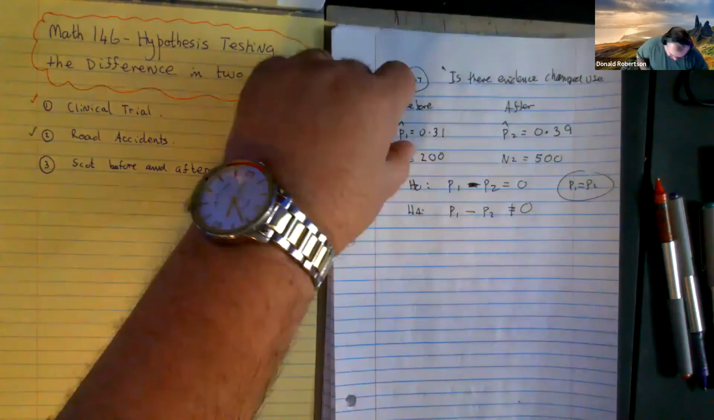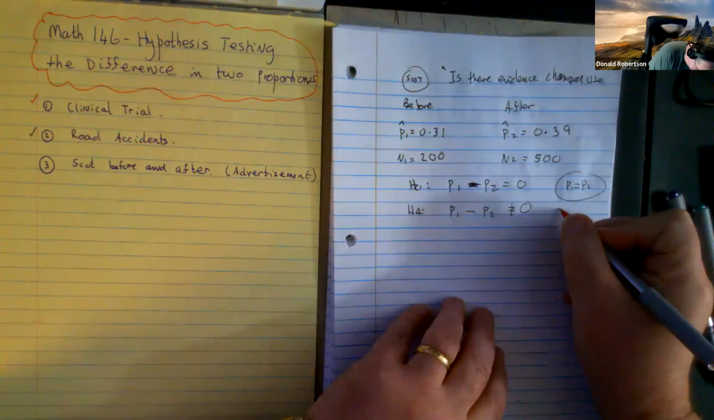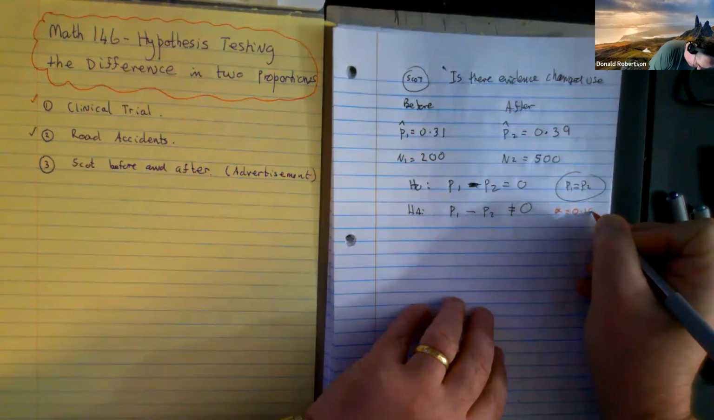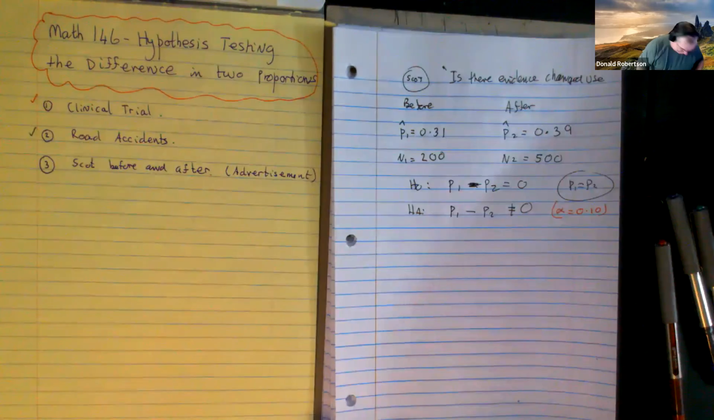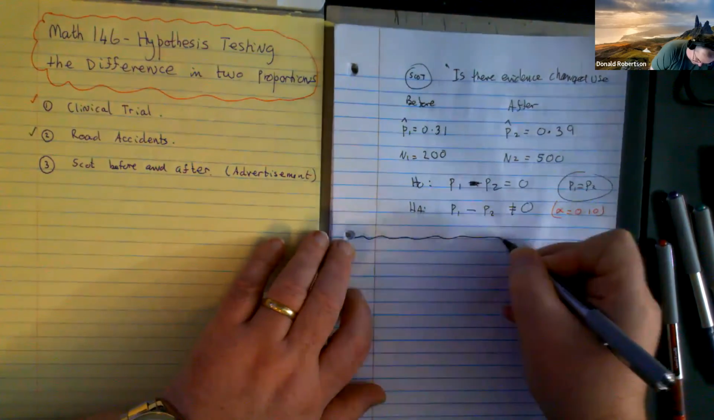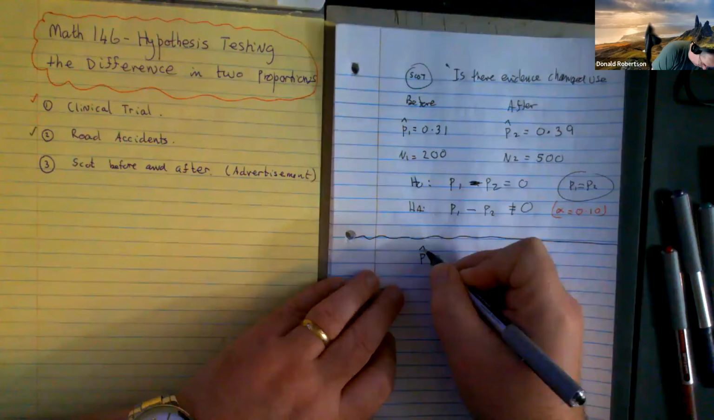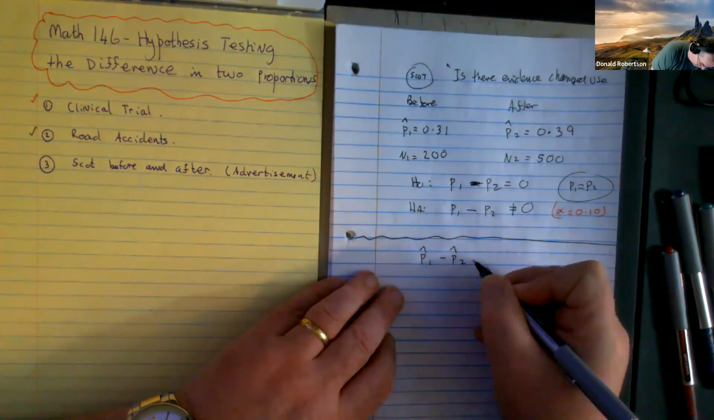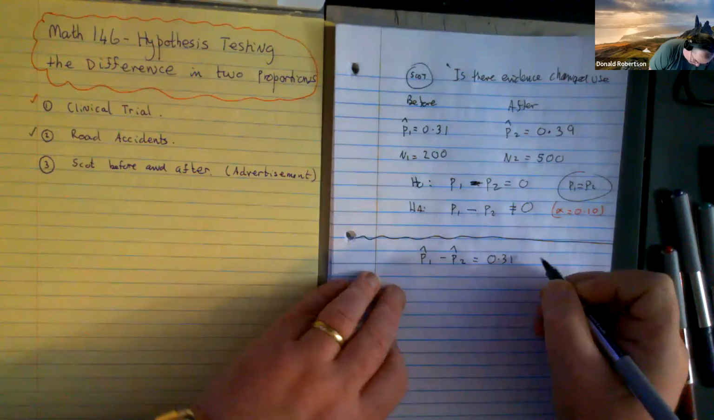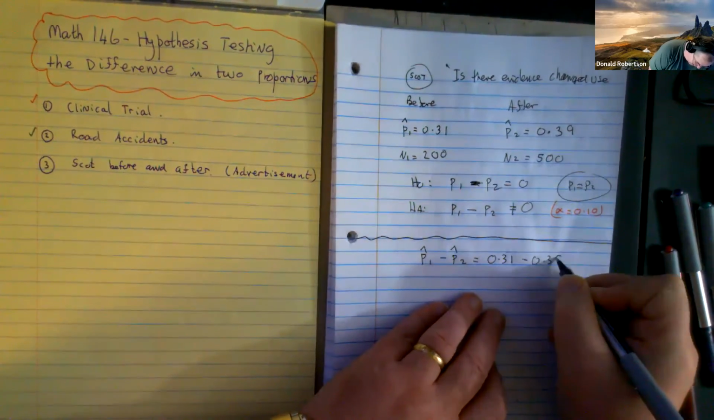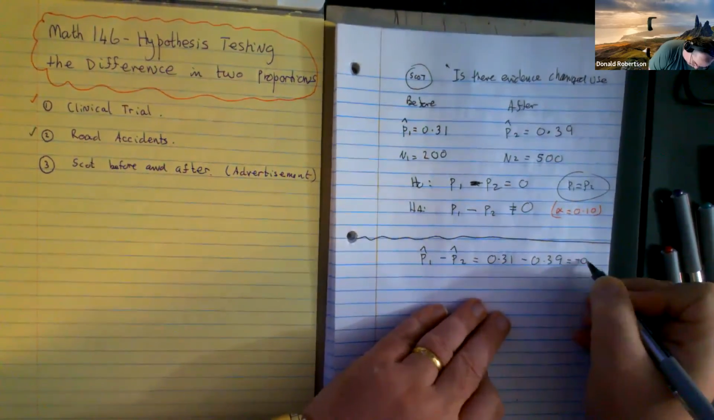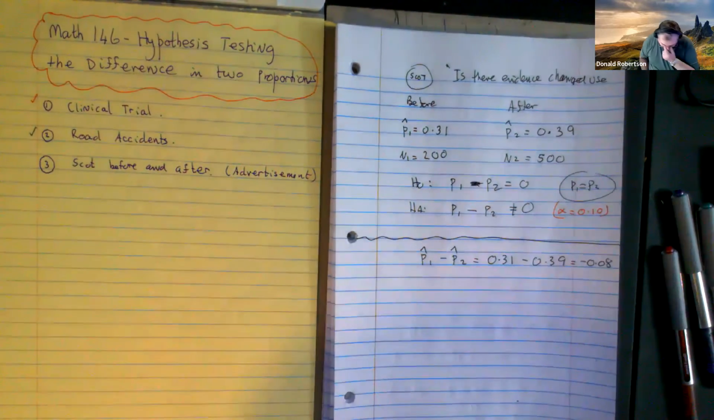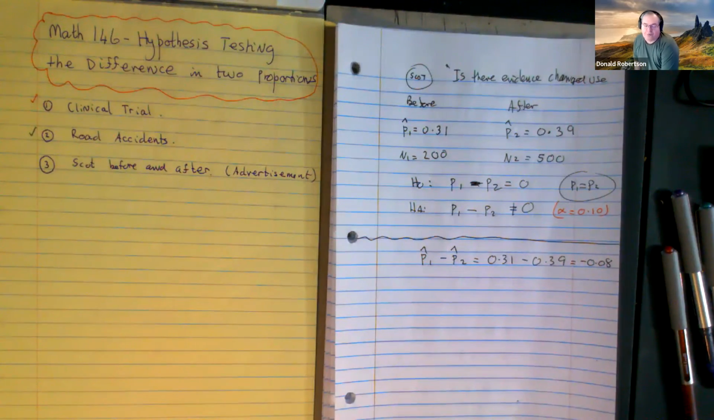Then you would collect your data, and we're going to use a significance level of 10%. So I find P1 hat take away P2 hat. That's 31 take away 39, which is negative 0.08. So superficially, would you agree that this particular advertising campaign has improved the sales, right?